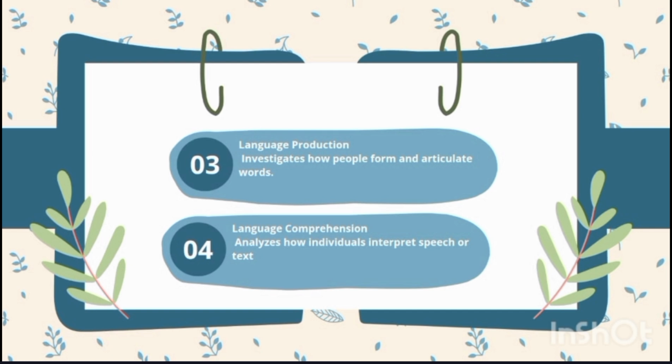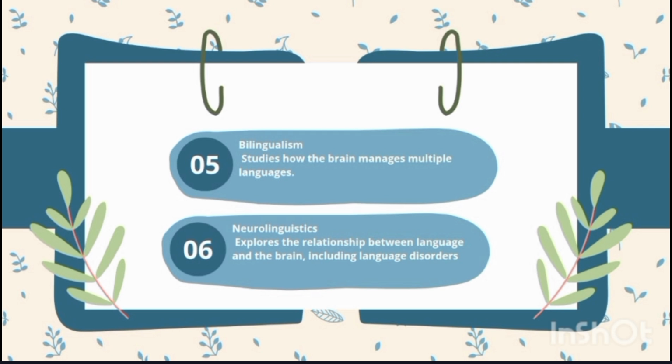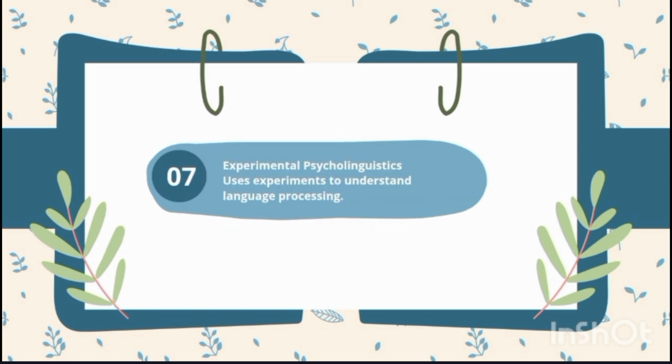Four, language comprehension. Analyzes how individuals interpret speech or text. Five, bilingualism. Studies how the brain manages multiple languages. Six, neurolinguistics. Explores the relationship between language and the brain, including language disorders. Seven, experimental psycholinguistics. Uses experiments to understand language processing.